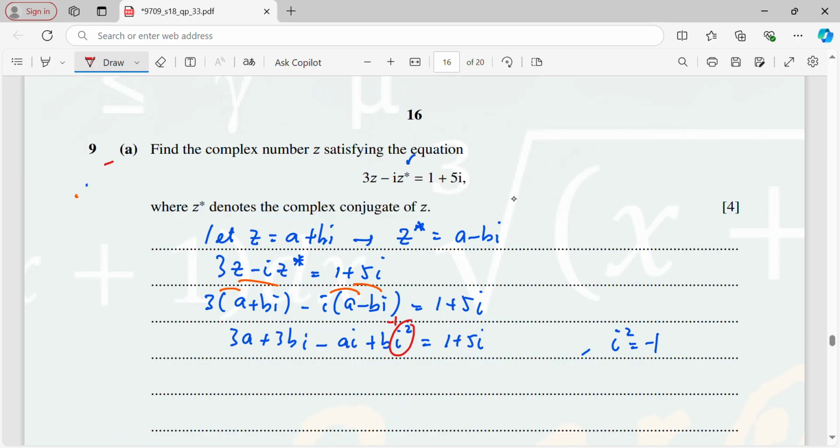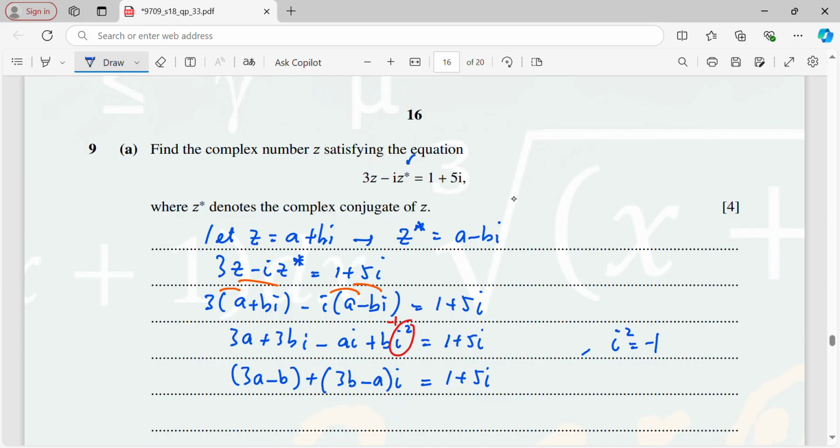Okay, so when I combine first and last term, that is going to be 3a minus b. The second and third term can be combined after you factorize the i. So I will get 3b minus a, then i equals to 1 plus 5i. Then from here, use the equal complex number concept, just compare the real and imaginary parts.